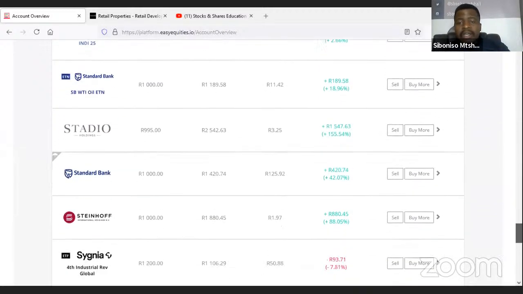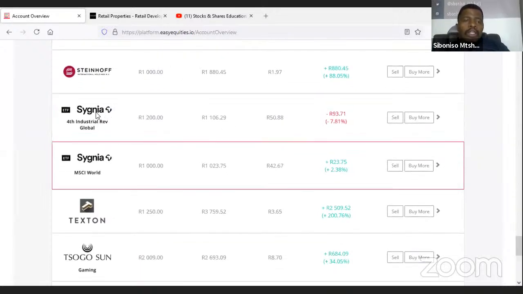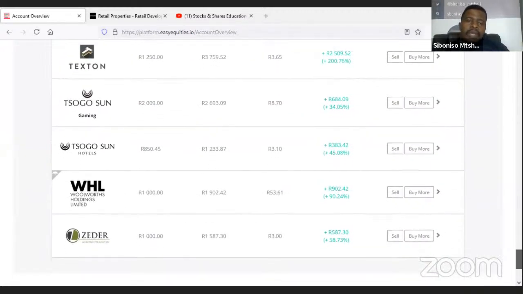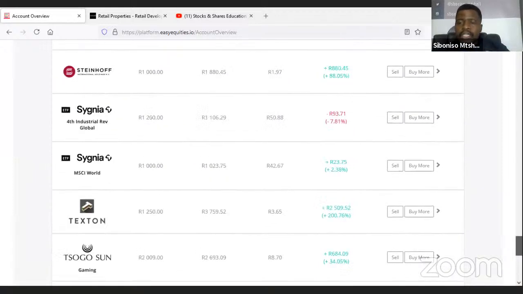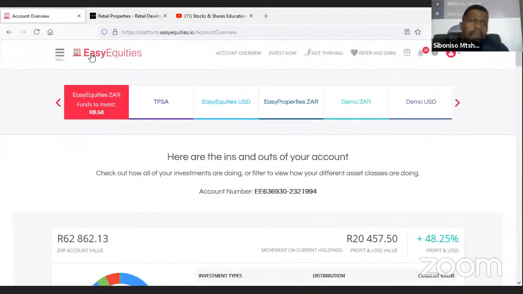Since we are in this for the long term, you see these are all Fourth Industrial Revolution, MSCI World. These are all ETFs. That's how you sometimes balance your portfolio, using what we call REITs on this side, ETFs on this side, penny stocks, blue chips, as well as offshore stocks under the USD.